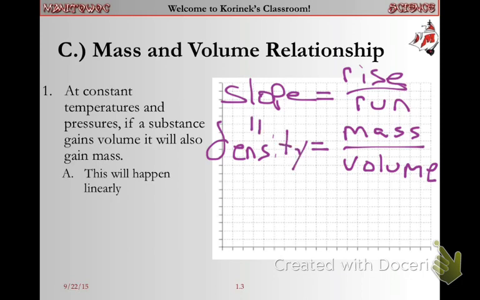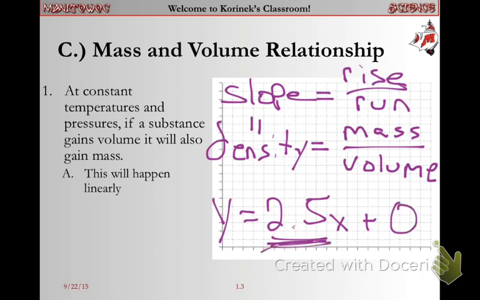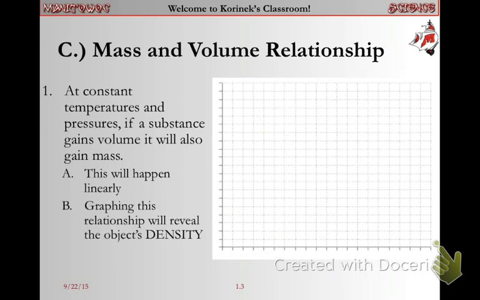So when you find your slope, like in my example, 2.5x plus 0, this is your slope. That's also your density. It'd be 2.5, and then you'd have to tag that with appropriate units, grams per milliliter or grams per centimeter cubed. Graphing this relationship will reveal the object's density, which is the main point of our materials lab, lab 1, number 3. All right, that's the end of this lecture.